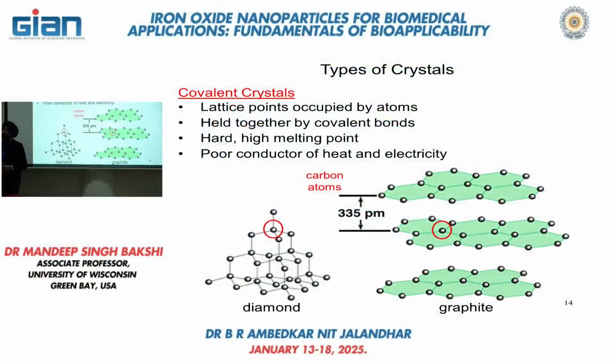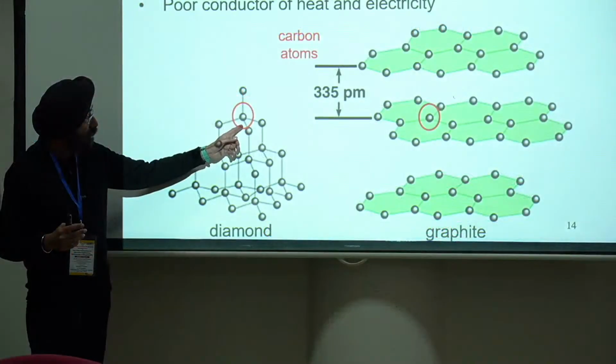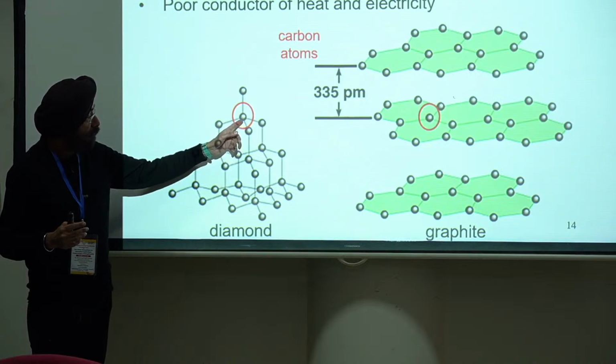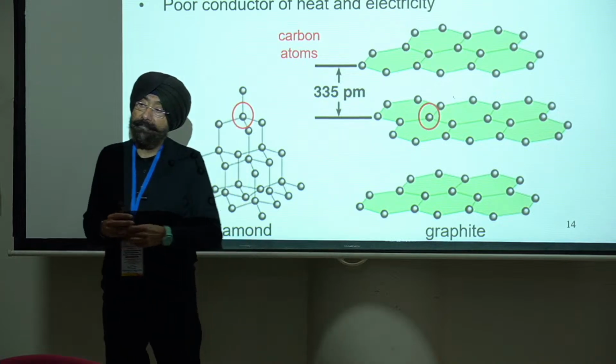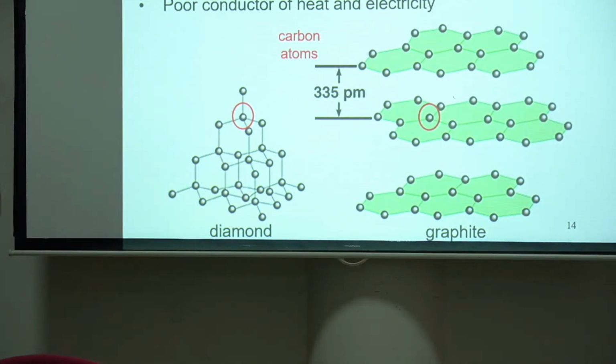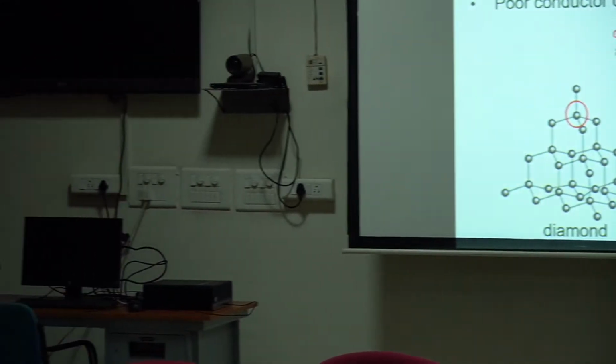Somebody can ask you, what is the problem? Diamond is a clear crystal, graphite is not, right? And where is the problem? So can you tell me what is the geometry for the carbon in diamond and what is it in the case of graphite? Tetrahedral in diamond and in graphite.